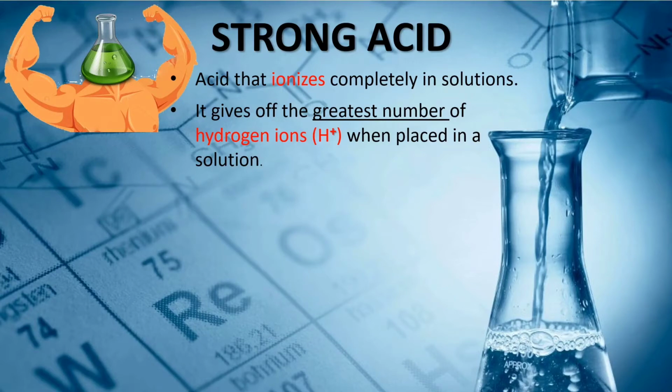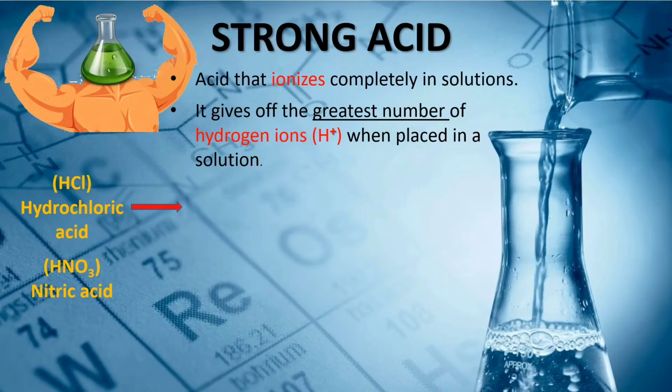What do you mean by dissociation or dissociate? It means it is going to split itself into hydrogen ions. It is going to give off the hydrogen ions into the solution. Let us see it with the help of an example. So hydrochloric acid and nitric acid, these are two examples of strong acid.